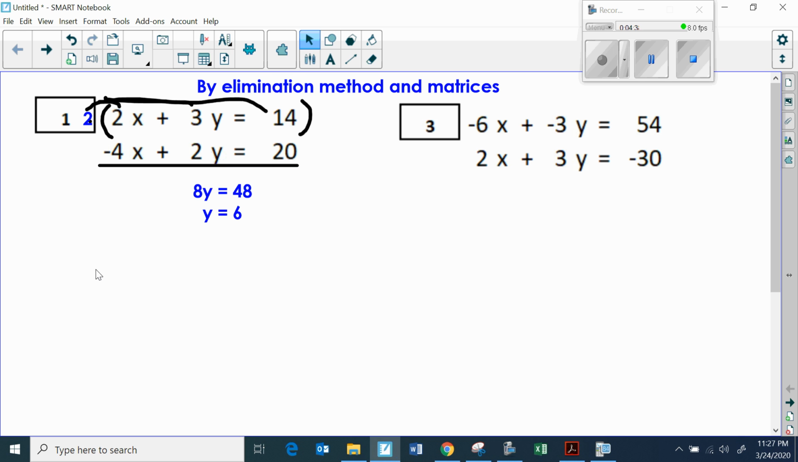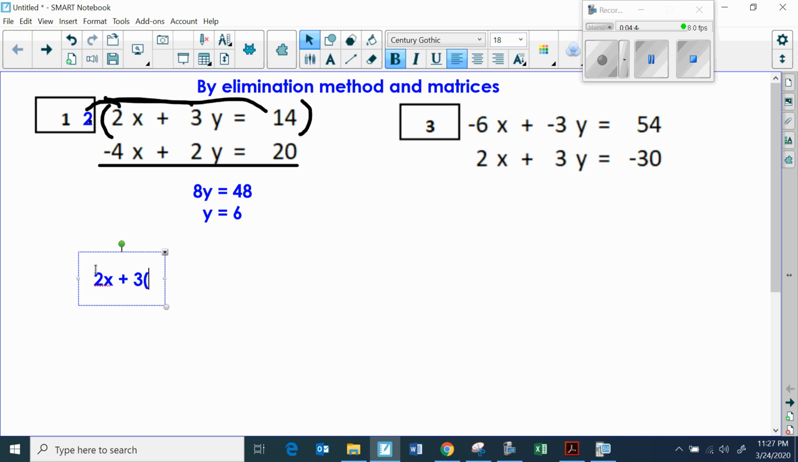So I get top equation, 2x plus 3, whenever we substitute in for y, in parentheses, equals 14. Okay, so I have 2x plus 18 equals 14. Now, remember that's plus 18, so I subtract 18 across.